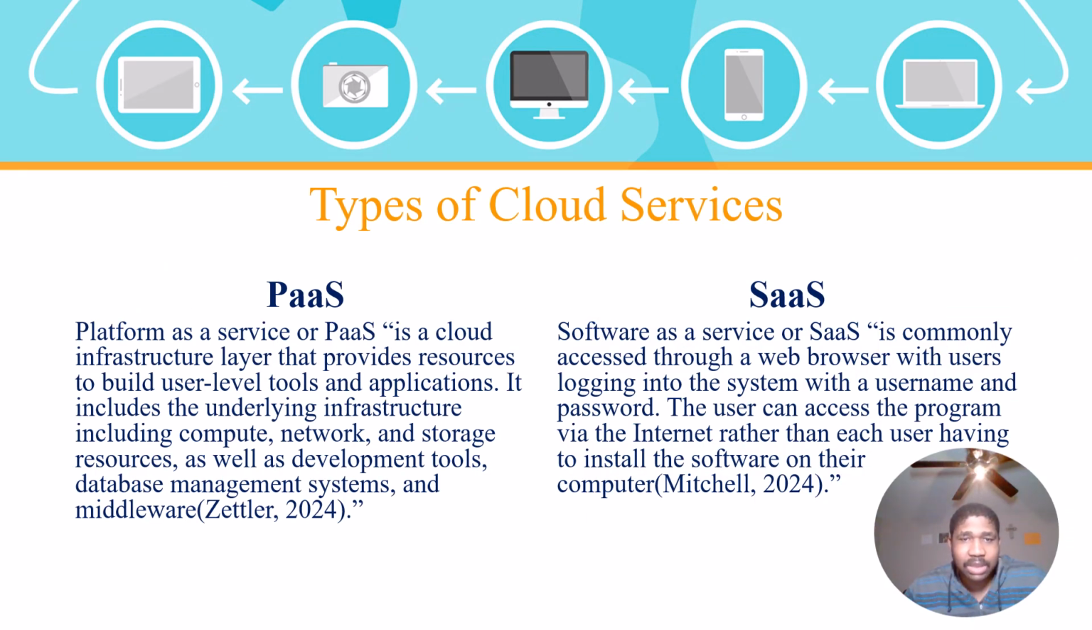The first two types of cloud services are PaaS and SaaS. PaaS is platform as a service, which is a cloud infrastructure layer that provides resources to build user-level tools and applications. SaaS is software as a service, which is commonly accessed through a web browser with users logging into the system with a username and password.